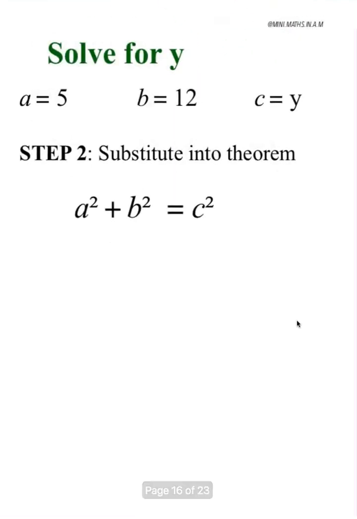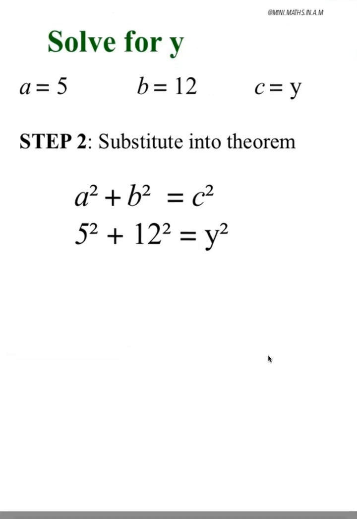Now, our next step is to substitute into the theorem. Remembering Pythagoras theorem is A squared plus B squared equals C squared. And then we just substitute these values in. So you see where we have A replaced with a 5, where we have B replaced with a 12, where we have C replaced with a Y.